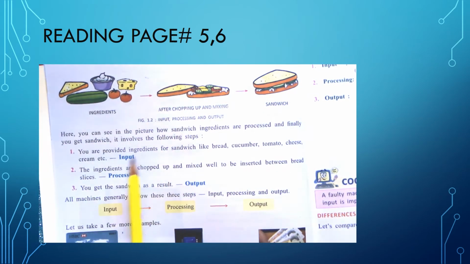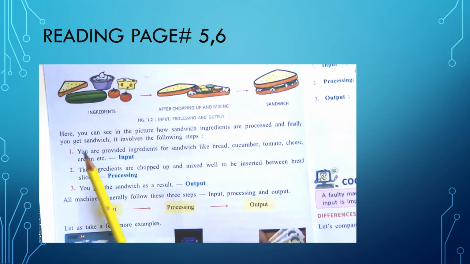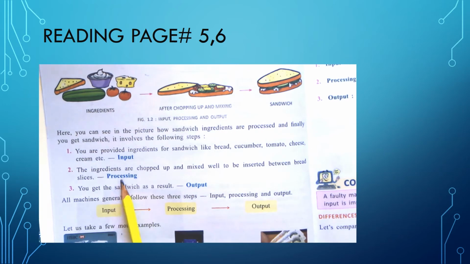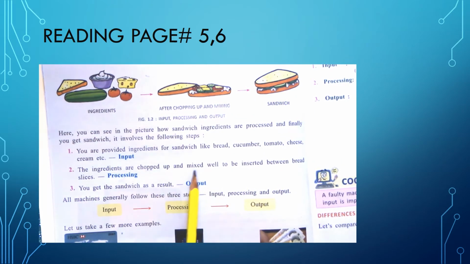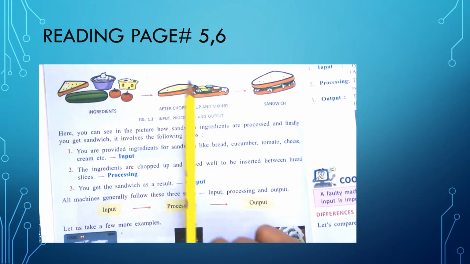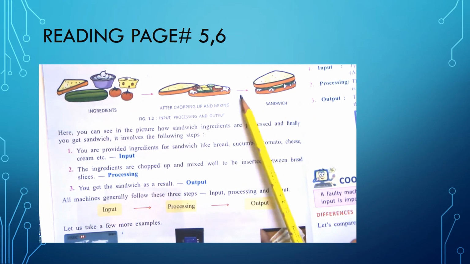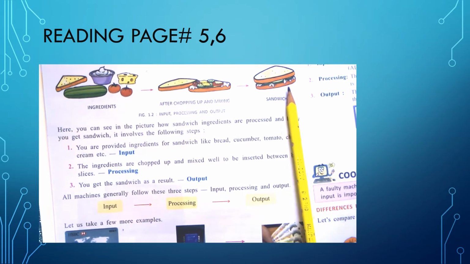It involves the following steps. You are provided ingredients for sandwich like bread, cucumber, tomato, cheese, cream, etc. This is your input. And what is processing? The ingredients are chopped up and mixed well to be inserted between bread slices. This step is processing. Then as a result, what do you get? You get a sandwich. So this is the output.